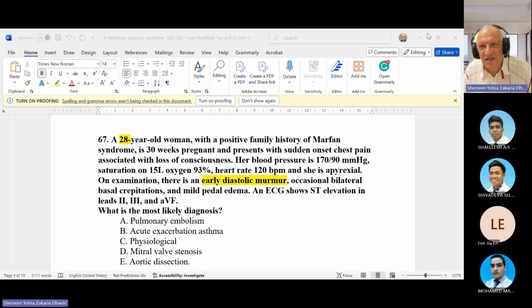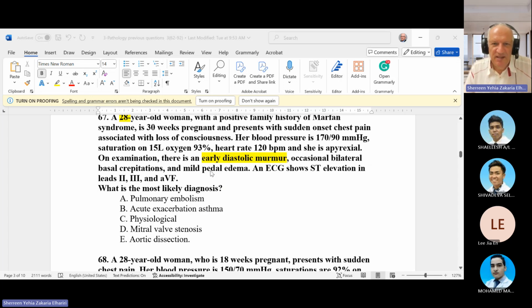Okay, so back to this scenario. Marfan syndrome, so can have thoracic aortic aneurysm. 30 weeks pregnant, also presented with sudden onset of chest pain associated with loss of consciousness. Blood pressure is 170 over 90 millimeters of mercury. Saturation on 15 liters of oxygen is 93. Heart rate 120. Apyrexial. On examination, there is an early diastolic murmur, occasional bilateral basal crepitation, pedal edema, and ECG shows ST elevation in leads 2 and 3 and AF.